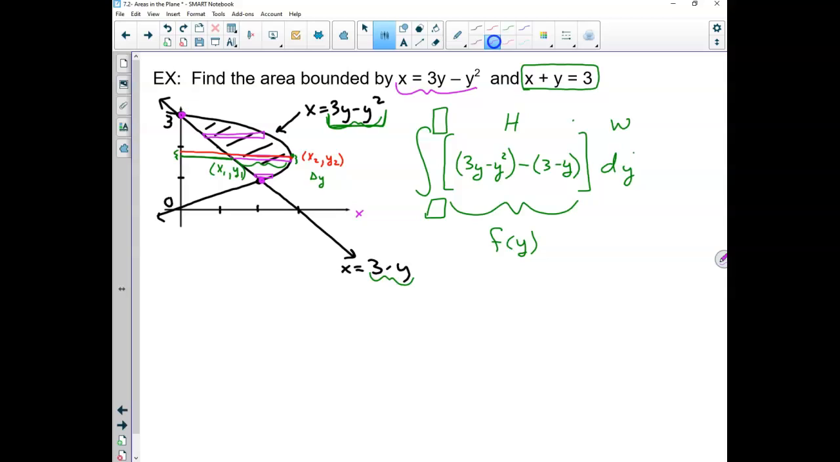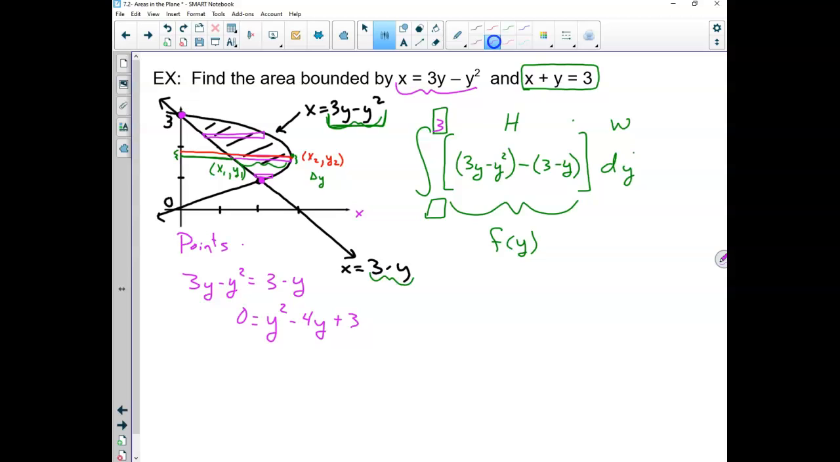I need to know the y value of this point and this point. Well, I can see the top is pretty easy. The top is at 3, but what's the bottom at? Well, all I do is take my 3y minus y squared, my greater curve, and set it equal to my lesser curve. Subtracting that 3, I get y squared minus 4y plus 3, and I want to find my points of intersection.